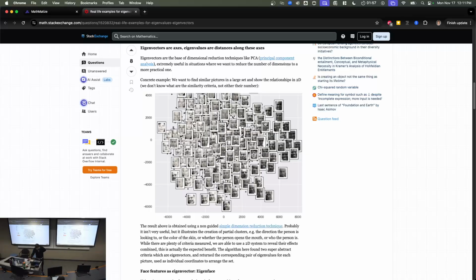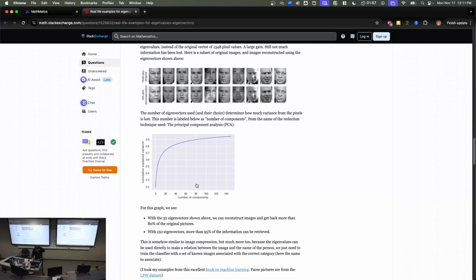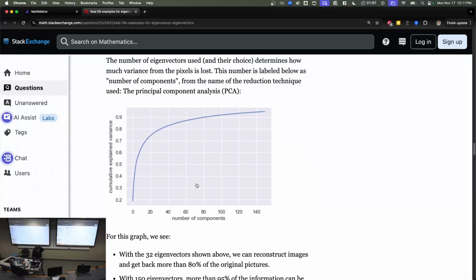But if you look at the graph of, this is exactly what I was talking to you about a moment ago. This is the number of components you keep and the cumulative explained variance. So if you only keep one vector, that's only 20% of the total variance of the pictures. But if you keep, say, 80 components, then you have 90% of the explained variance. So in other words, 90% of what makes people's pictures look different can be explained with only 80 numbers, right?